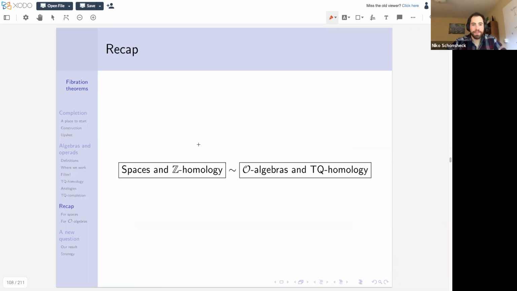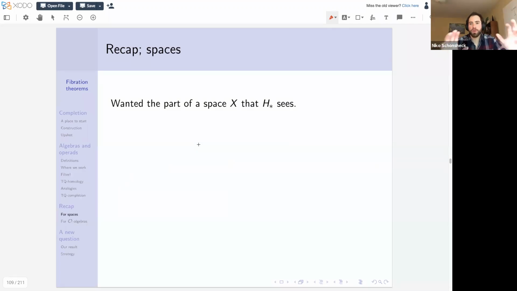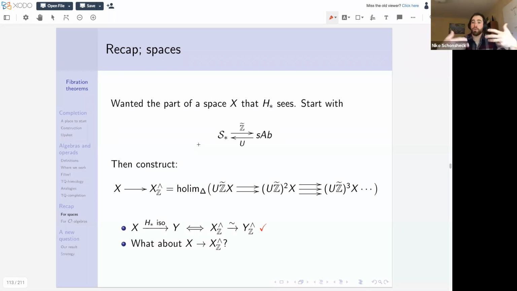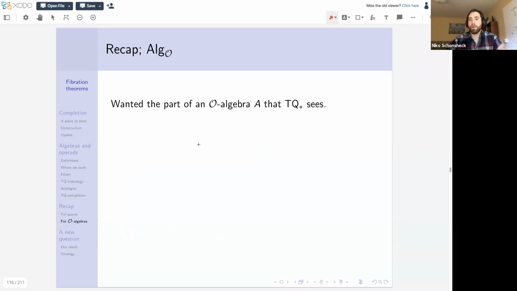Okay. So just a quick recap. I think it's good to recap. This is the big analogy to keep in mind. We started wanting the part of a space that homology sees. I started with this adjunction, built this cosimplicial thing. We have that first property. The second property, we're not sure. So the question we're headed towards is, what about this comparison map? What can I say about it? Is it a homology iso? Is it a weak equivalence?